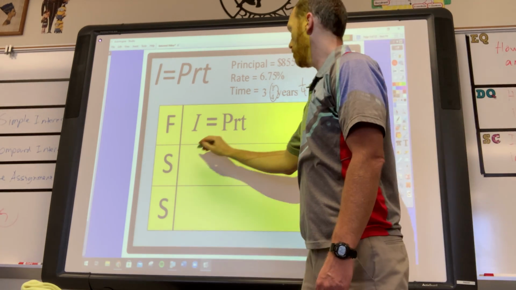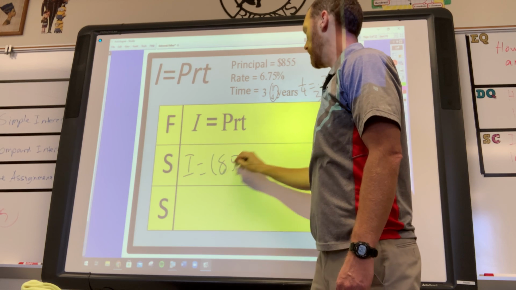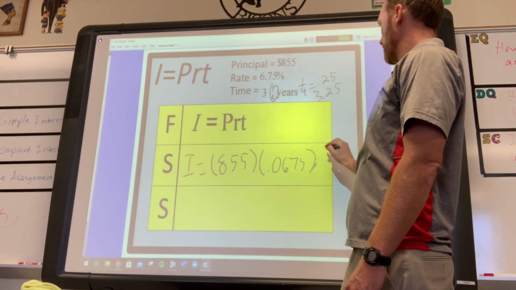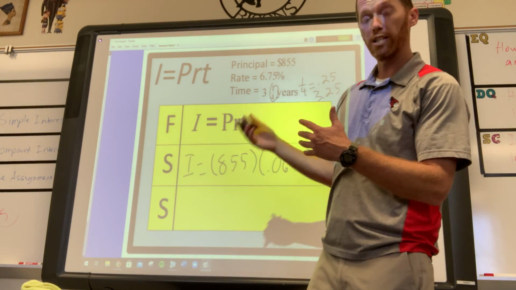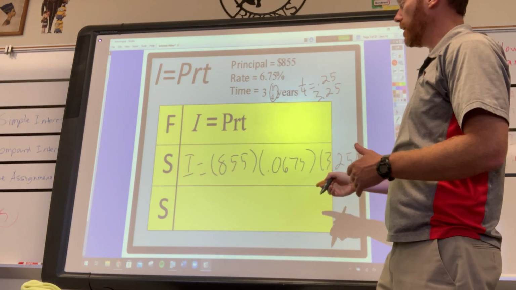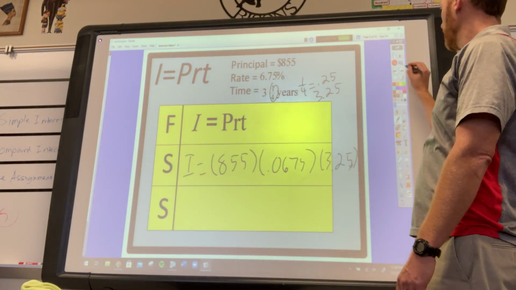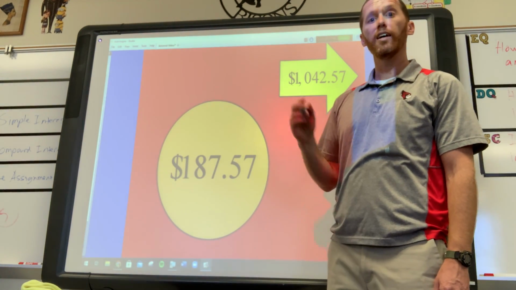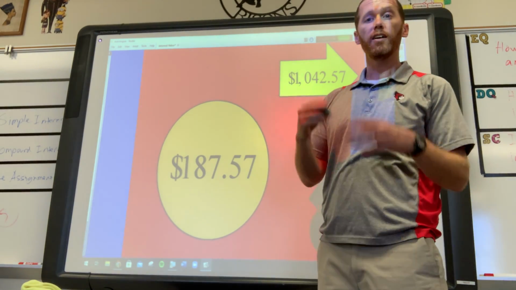So once again, you write interest equals the principal times the rate, 0.0675, times the time, which is 3.25. I'm going kind of quick because you've seen some examples of this before. You run it all out, you'll get an answer. The only difference is you had to work with this fraction. The answer you should get is $187.57, and then you throw back in the principal you started with, and that's your total amount in this story.